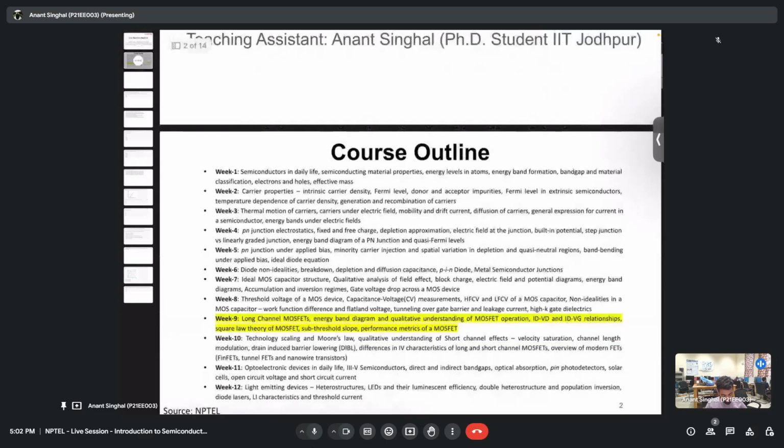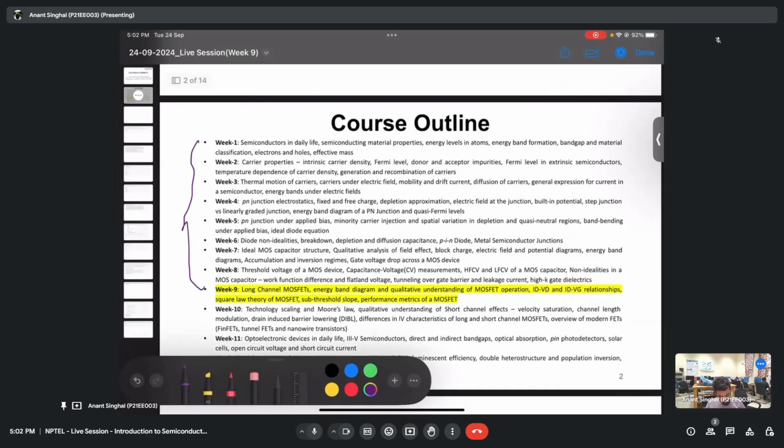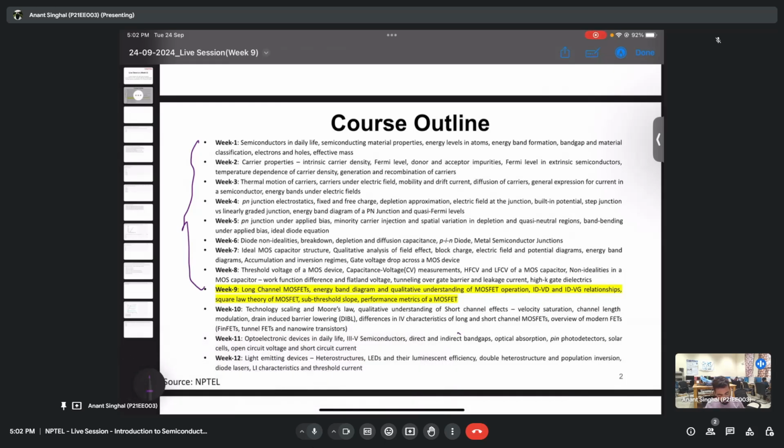As we have already covered the content till week 8, we have almost covered the basic physics, or the base, of the course. If we are able to understand the content till week 8, then there is no problem in understanding the content further, because we now already know how to make a band diagram for any device, which we did around week 3 and week 4 lectures.